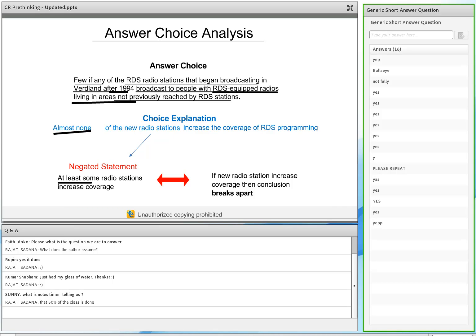This answer choice is saying that the new radio stations don't increase coverage, and it's a correct answer. Why? Because if the new radio stations increase coverage somewhat, then you have people who had the radio before but could not receive special program information but are now able to do that, which breaks our conclusion. Which is why this is the correct answer.